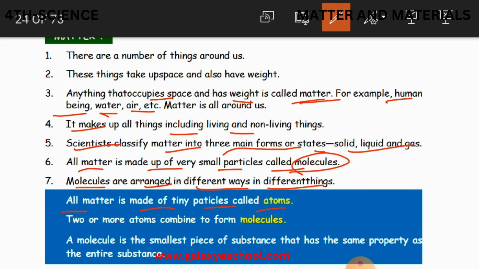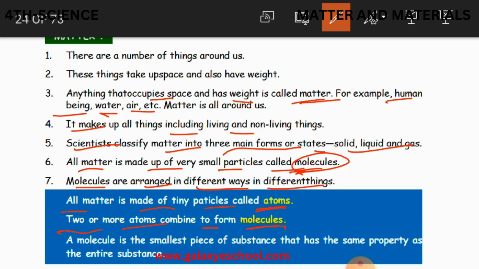You might ask me, you said all matter is made up of very small particles called molecules, and now you are saying atoms. When the small particle is only one atom, we call it an atom. If two or more atoms combine, they form molecules, and these molecules form matter.